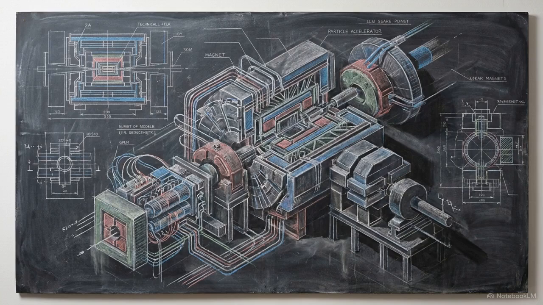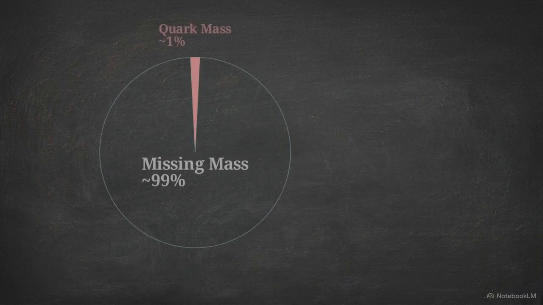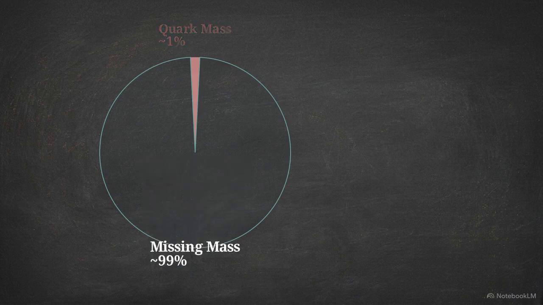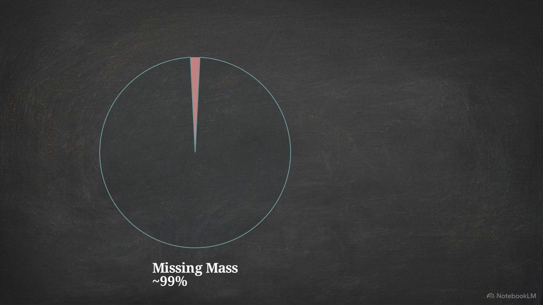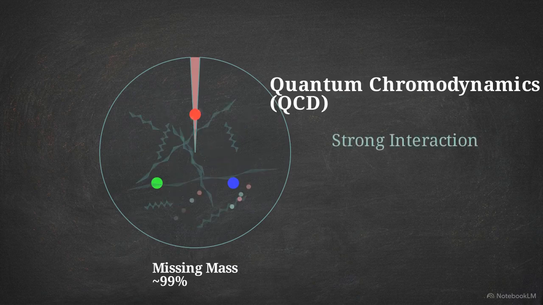High-energy scattering experiments show that the intrinsic mass of these quarks is incredibly small, less than 5 megaelectronvolts over c². Combined, the quarks account for about 1% of the nucleon's total mass. The missing mass is hidden between them. Quarks continuously exchange gluons, carrying color charge. This creates a dense gluon field producing virtual quarks and antiquarks. Quantum chromodynamics, or QCD, describes this high-speed exchange as the strong interaction.